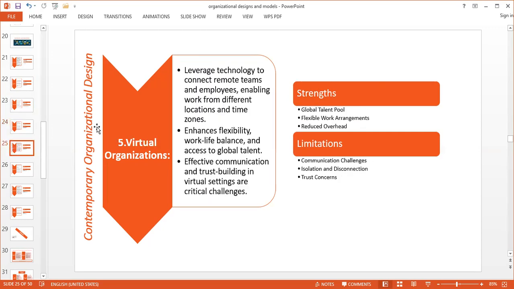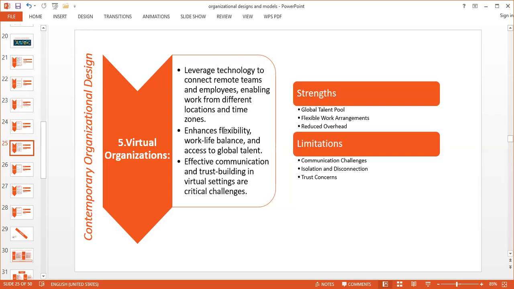Fifth one is virtual organization. It leverages technology to connect remote teams and employees, enabling work from different locations and time zones, and enhances flexibility, work-life balance, and access to global talent. Effective communication and trust building in virtual settings are critical challenges.